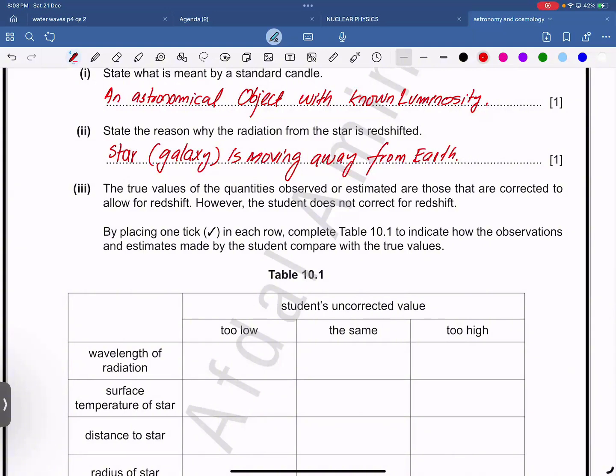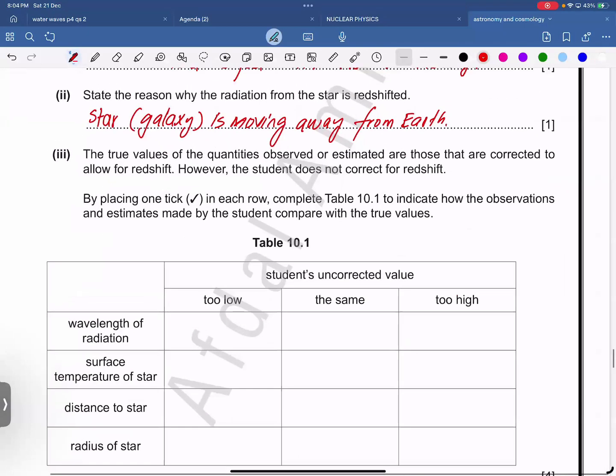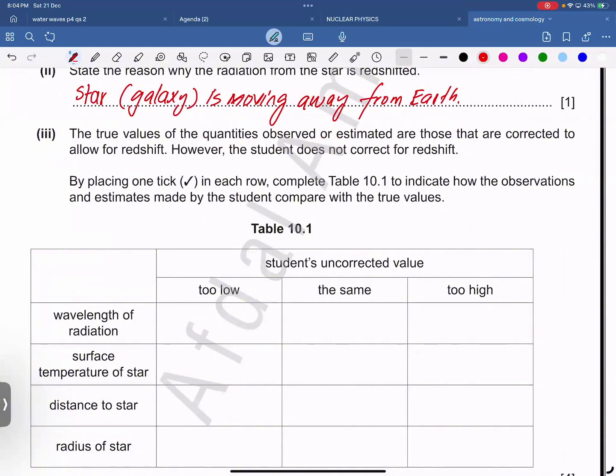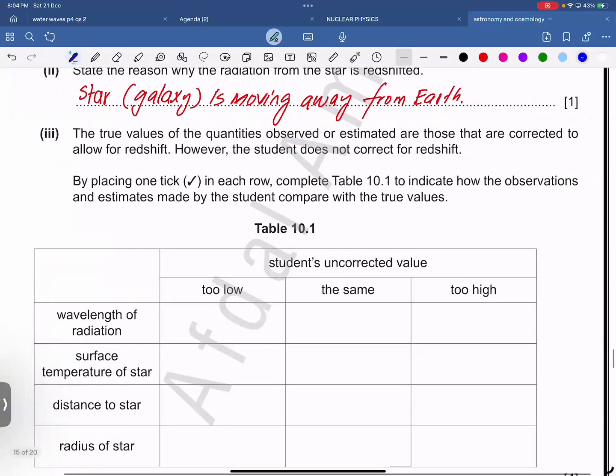By placing one tick in each row, complete Table 10.1 to indicate how observations and estimates made by the student compare with the true values. So first of all, wavelength. You already know compared to the true value, the observed wavelength is more. Last column: redshifted, yes or no? We already know redshifted.